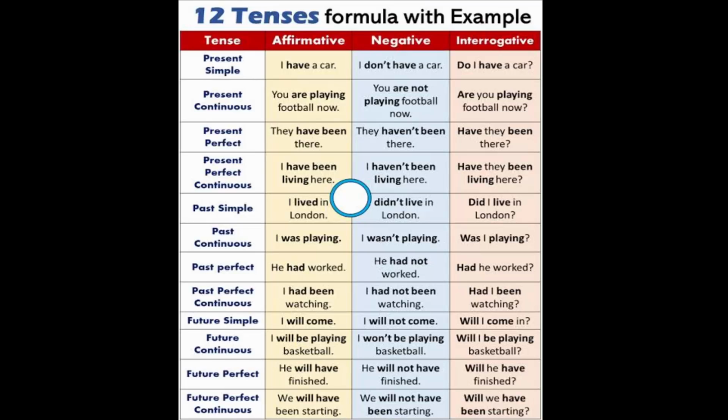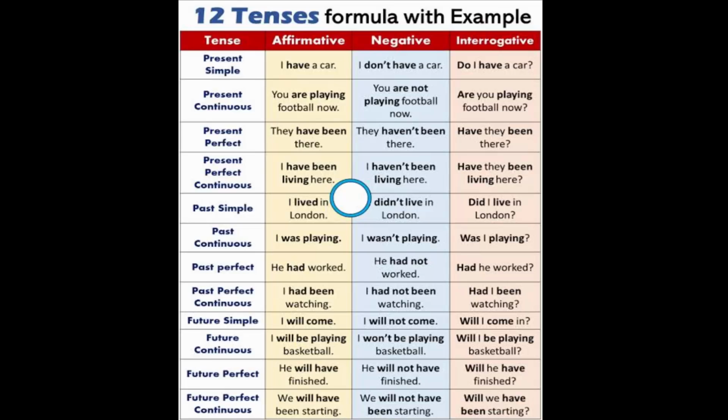Present perfect continuous, I have been living here. Negative, I haven't been living here. Interrogative, have they been living here? Past simple, I lived in London. Negative, I didn't live in London. Interrogative, did I live in London? Past continuous, I was playing. Negative, I wasn't playing. Interrogative, was I playing?